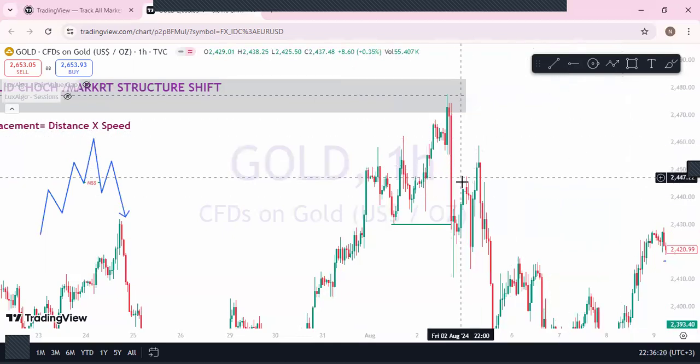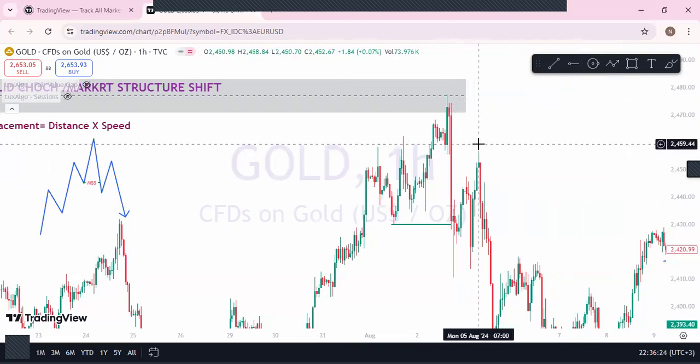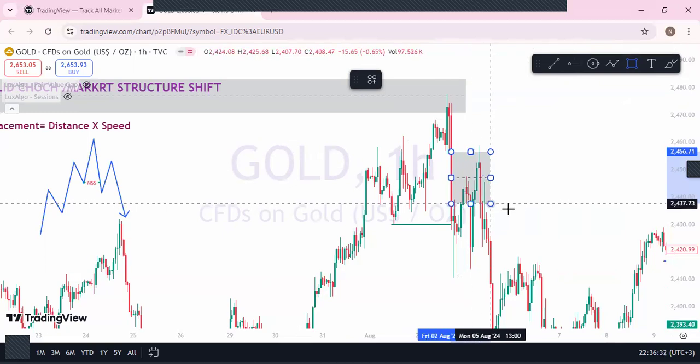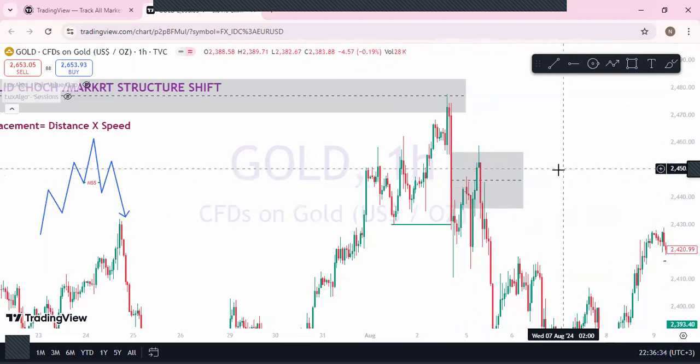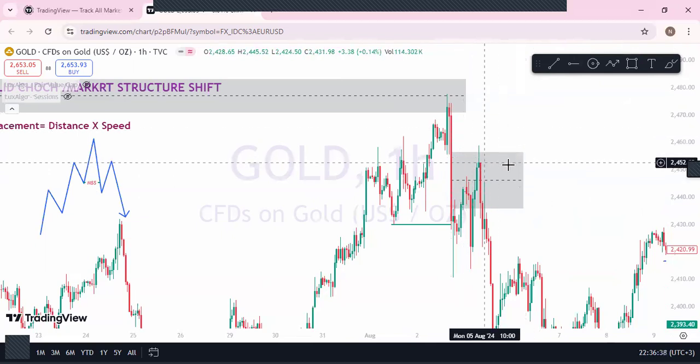We have a fair value gap as well, and also we have an order block. So let's check the fair value gap. A fair value gap is the gap in between three consecutive candlesticks. So this is a very big one. This is the fair value gap, and this is where you could have entered the market.